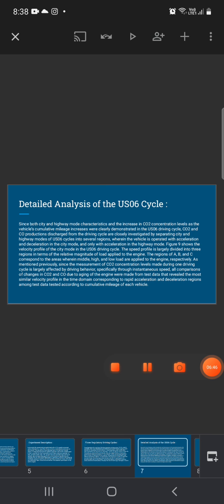A detailed analysis of the US06 cycle. Since both city and highway mode characteristics, and thus the increase in CO2 concentration levels as the vehicle's cumulative mileage increases, were clearly demonstrated in the US06 driving cycle, we divided the city and highway modes of the US06 cycle into several regions, wherein the vehicle is operated with acceleration and deceleration in the city mode and only with acceleration in the highway mode.